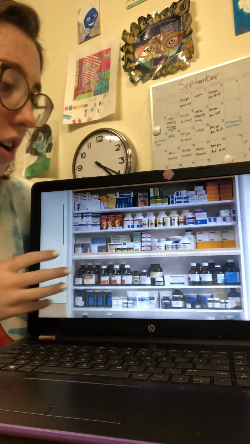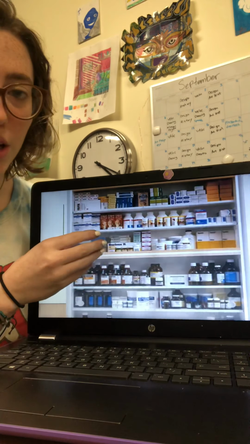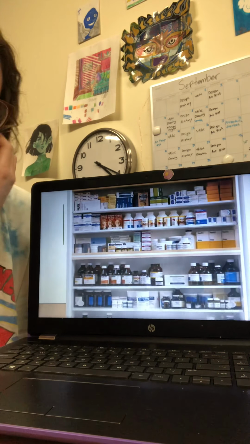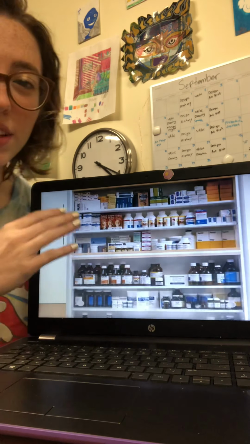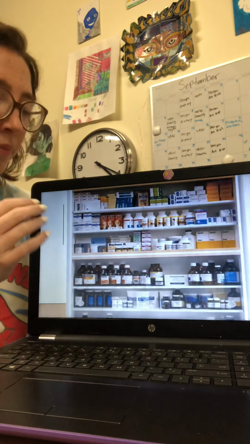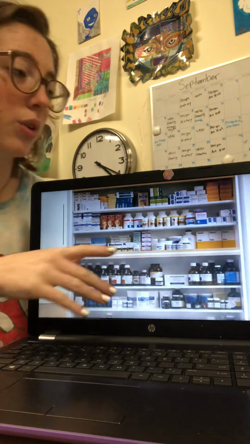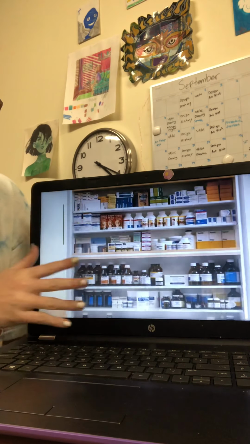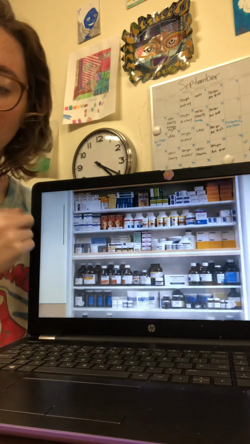For texture, all of the medicine is very close together, and so it really made me think about what it would feel like if I touched it. And I could almost imagine running my hand across and feeling all the bottles and touching all the boxes and stuff.